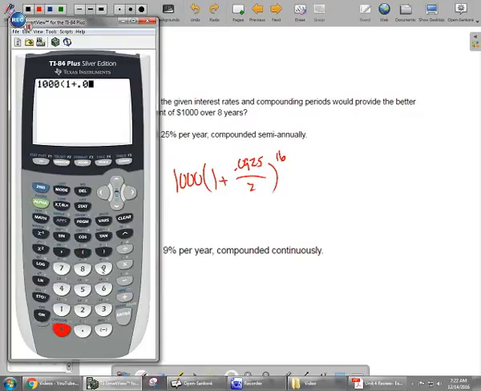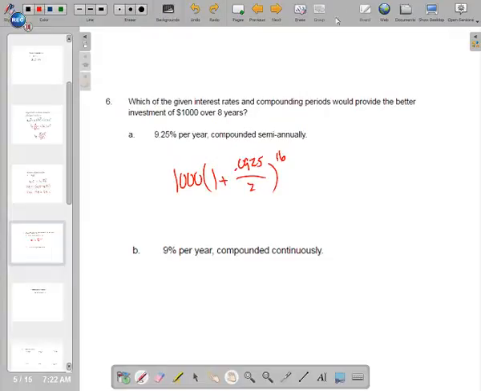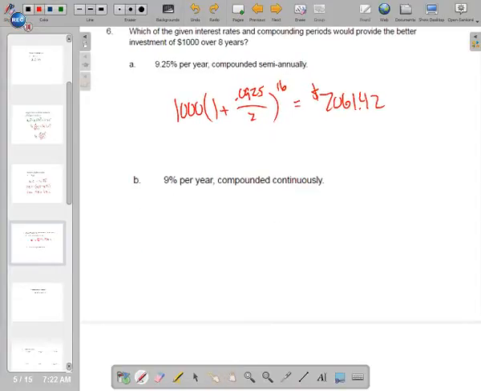So if we do it like that, semi-annually, we're going to do $1,000 times 1 plus 0.0925 divided by 2, and that's to the 16th power, and this will give me my balance, which is $2,061.42. So I more than double my money. That's cool. What if I do it continuously?